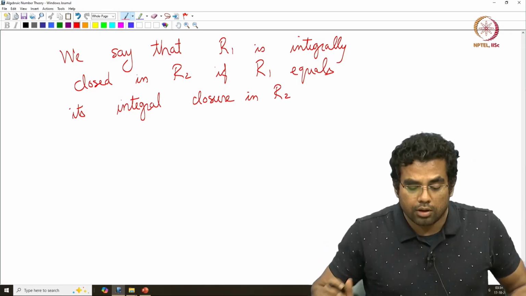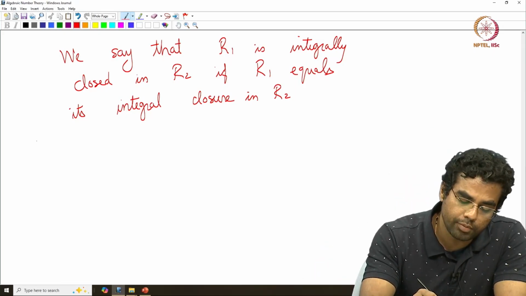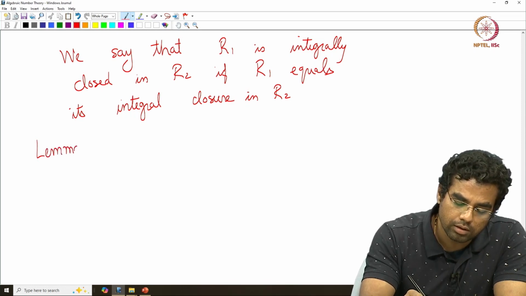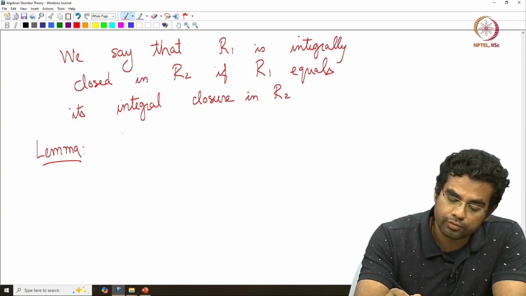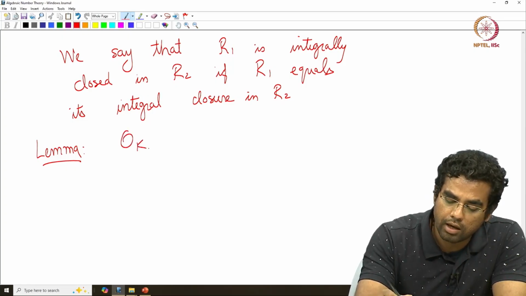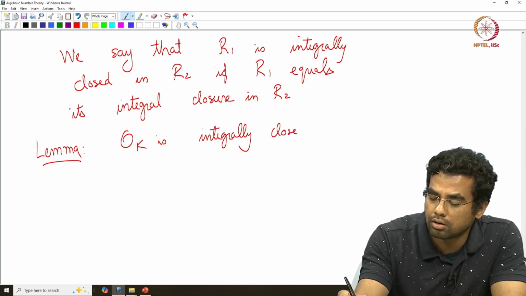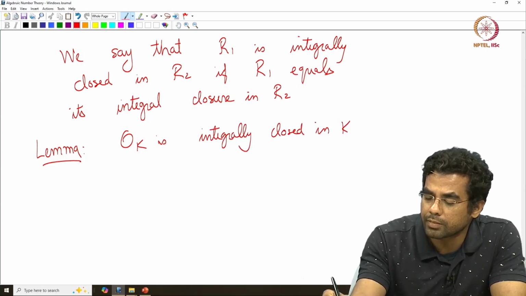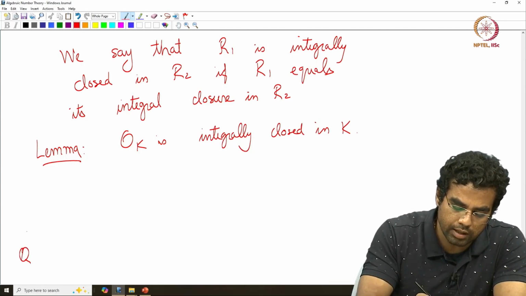So, given that, why is this definition important to us? Well, we prove the following. O_K is integrally closed in K. So, why is this important? Let me recall the diagram again.